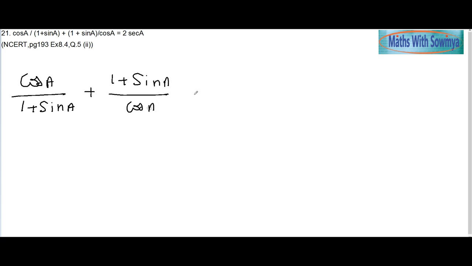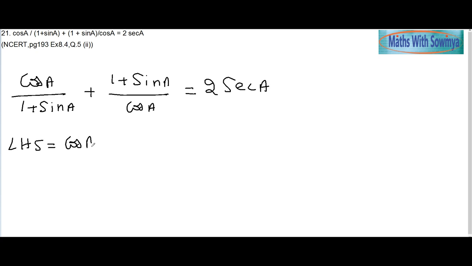In this sum, what is given? It is given cos A by (1 plus sin A) plus (1 plus sin A) divided by cos A is equal to 2 secant A. So let us take LHS.